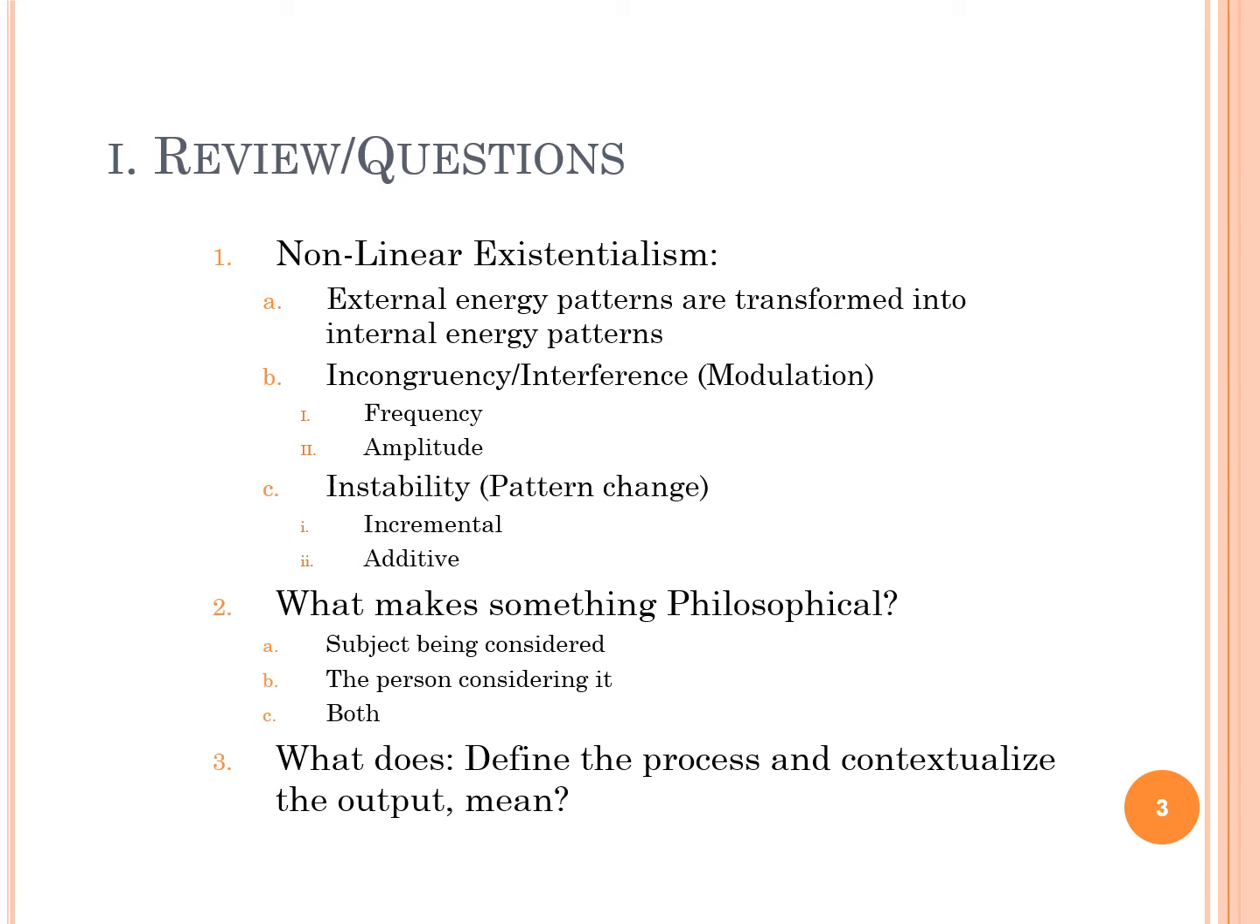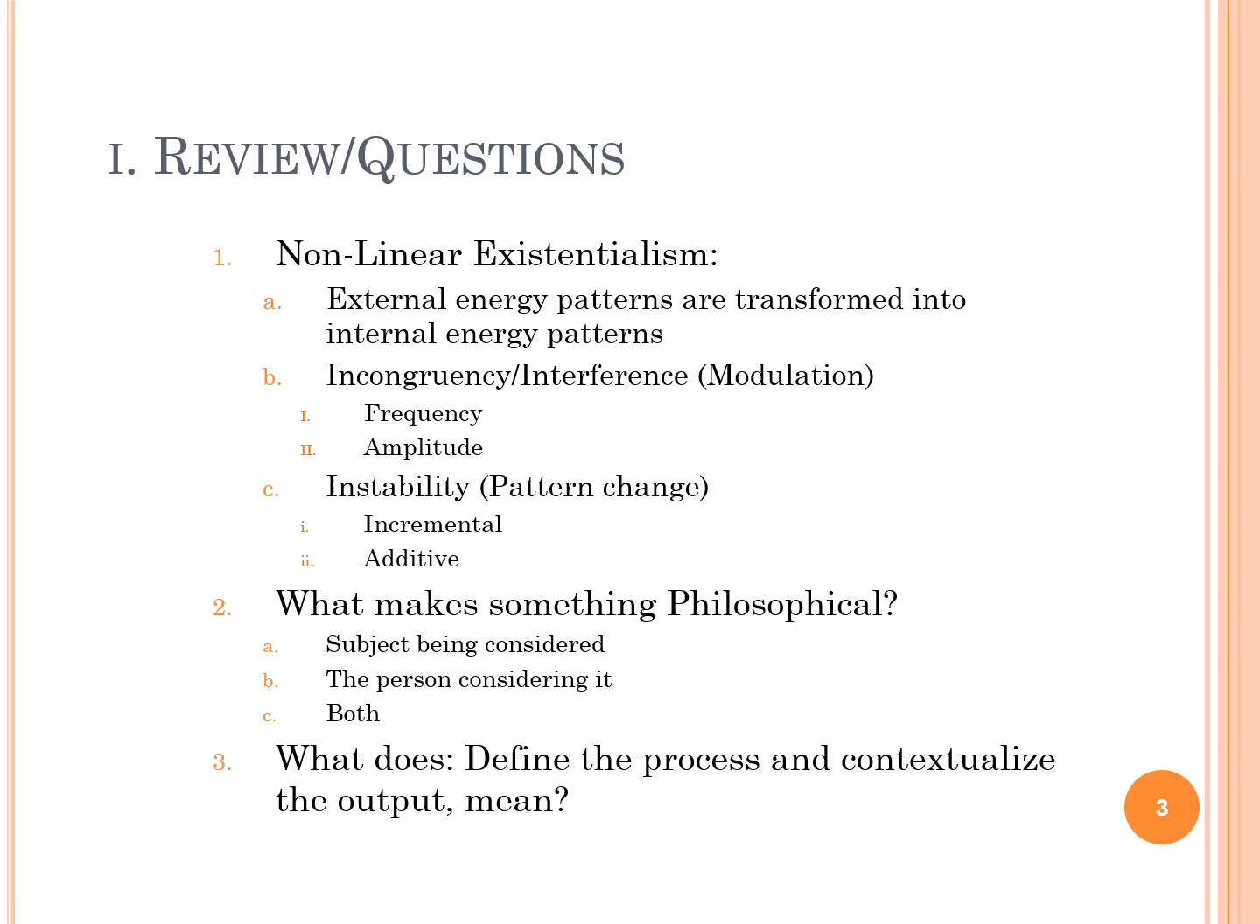That is true because of the instability that's produced by these modulations. You have a possibility of pattern change, or neuronal pattern change, which can be incremental and can also be additive. The increments themselves are going to be very minor. However, the more interference and incongruency occurs upon the original pattern, the more abstraction there's going to be. And again, the idea of how abstraction might be a good term for something which is philosophical.